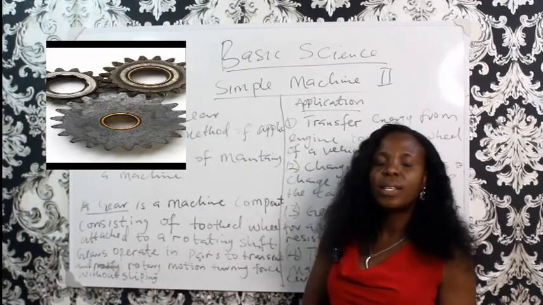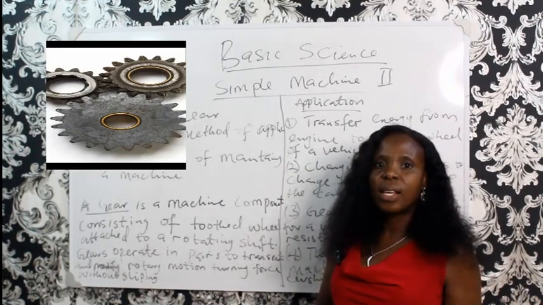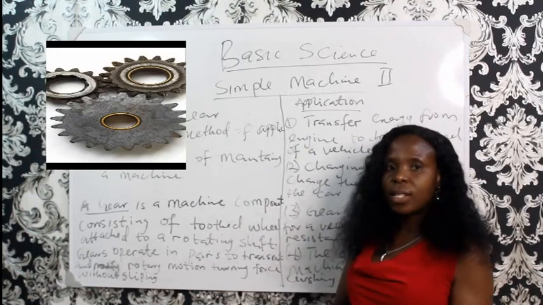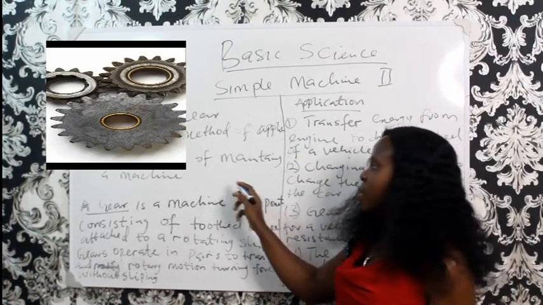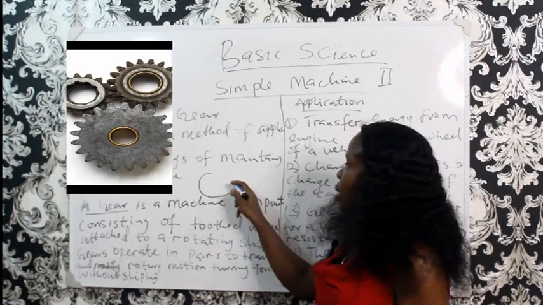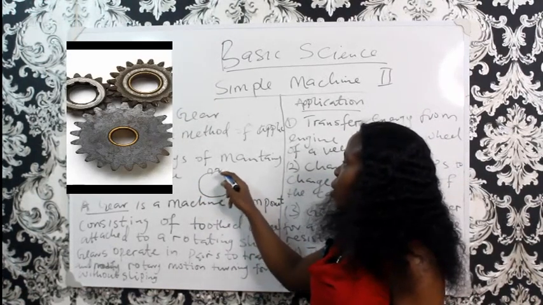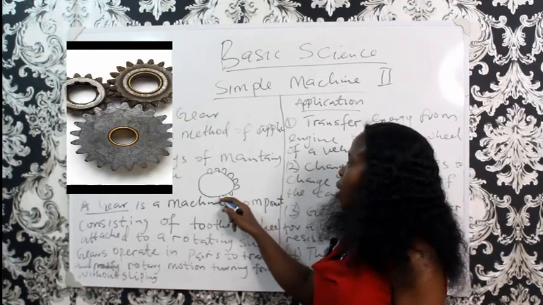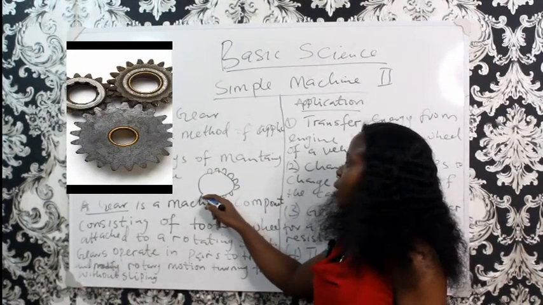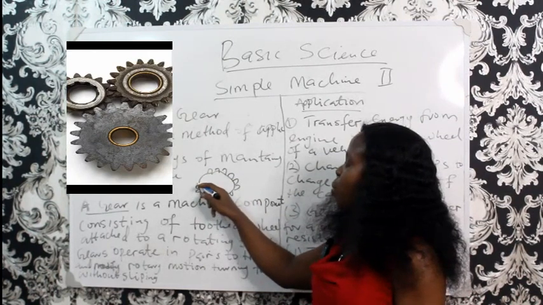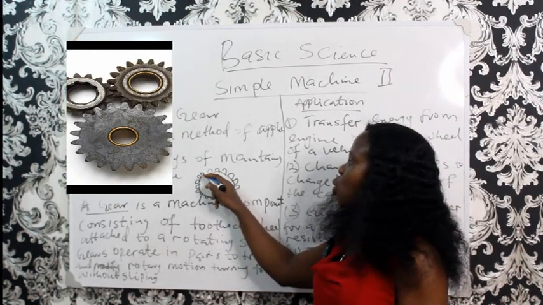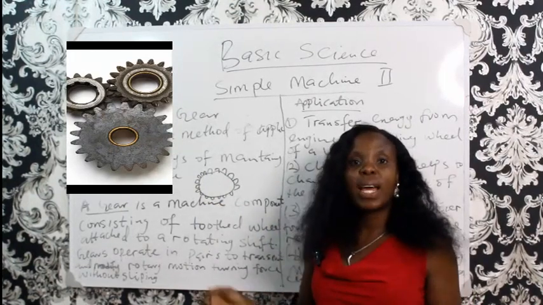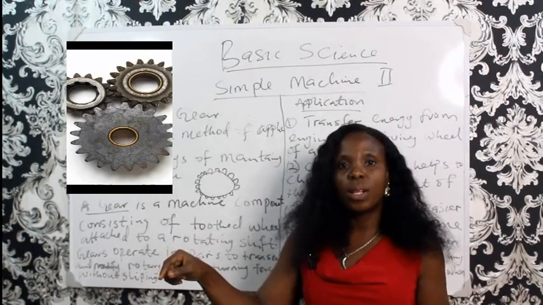A gear is a cyclical object that has teeth on it, something like this, and has teeth all over the body. They go in pairs so that they will be able to supply energy to the driving wheel.